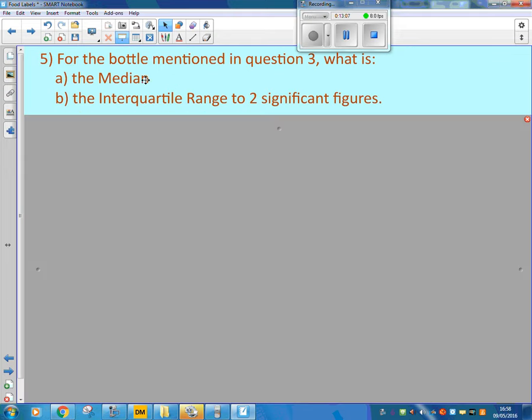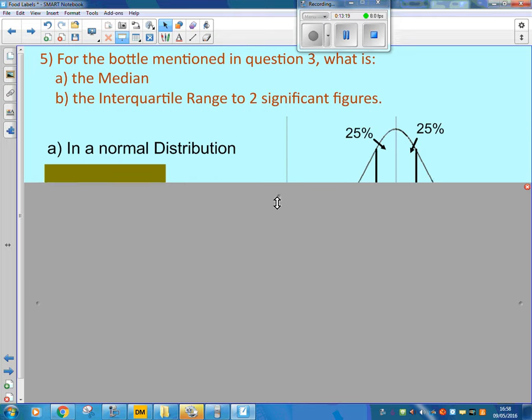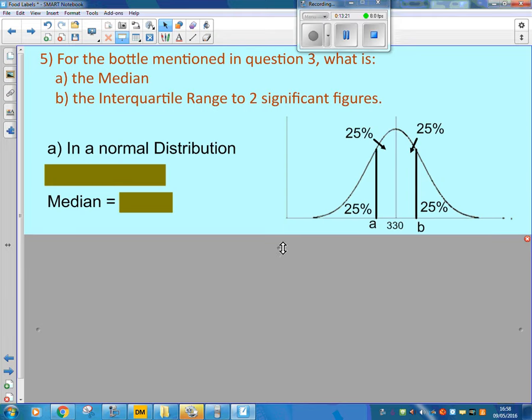Question 5. For the bottle mentioned in question 3, it's the same bottle again, the 330 ml one. What's the median? What's the interquartile range to two significant figures? Right. Well, if you have a normal distribution, the first thing to realize is that the mean is in the middle and the median is also in the middle. So in a normal distribution, because of the symmetry, the median and the mean are the same as each other. So if the mean is 330, the median is 330. So that's nice and easy. Just remember, in a normal distribution, the median and the mean are the same.